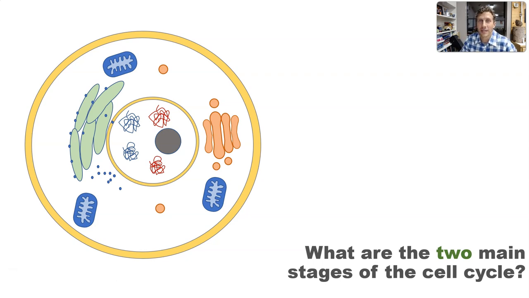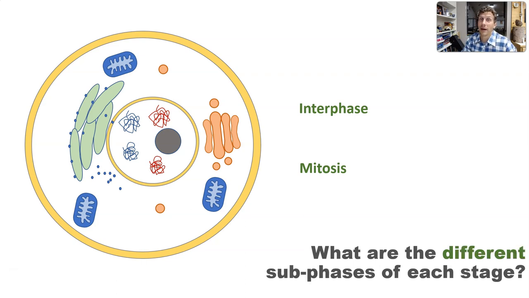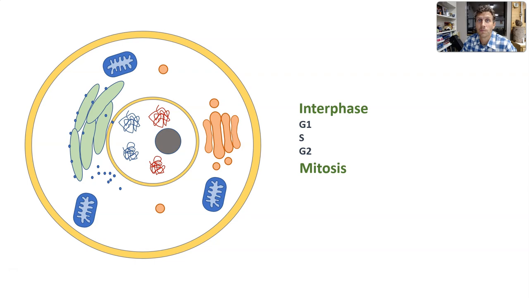Two main stages of the cell cycle, you should know that those are interphase and mitosis. And you should also be able to identify the different subphases of those stages. So interphase has three different subphases, which are G1, S, and G2, and you should know what happens in those three. And mitosis: prophase, metaphase, anaphase, telophase, cytokinesis. So you have to know them in order. It's PM, ATC: PMAT, and then C.